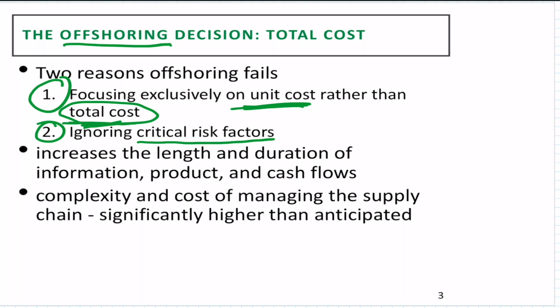Note that when a company decides to go for offshoring or get their work done somewhere outside, that also increases the length and duration of information, product and cash flows. Similarly, the complexity and cost of managing the supply chain is also significantly higher than anticipated.